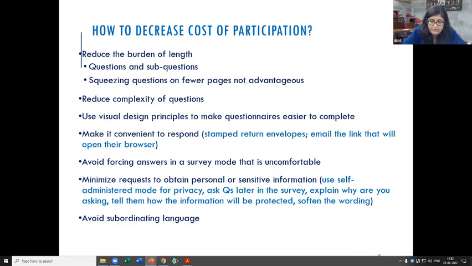If you have to ask sensitive questions, ask them later in the survey, explain why you are asking them, don't just ask it on their face, and tell them how their information will be protected.